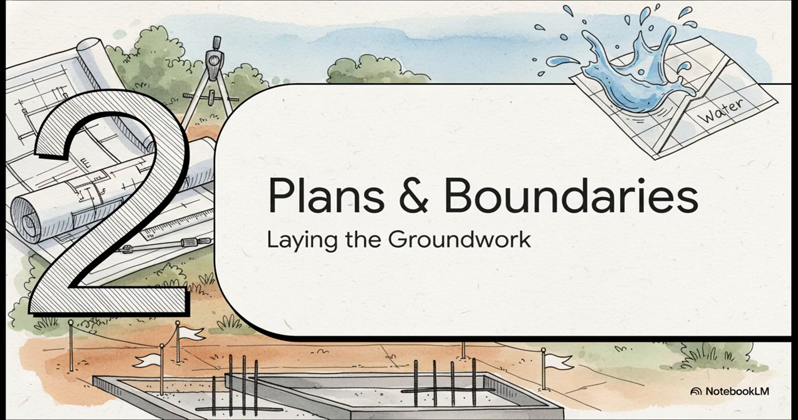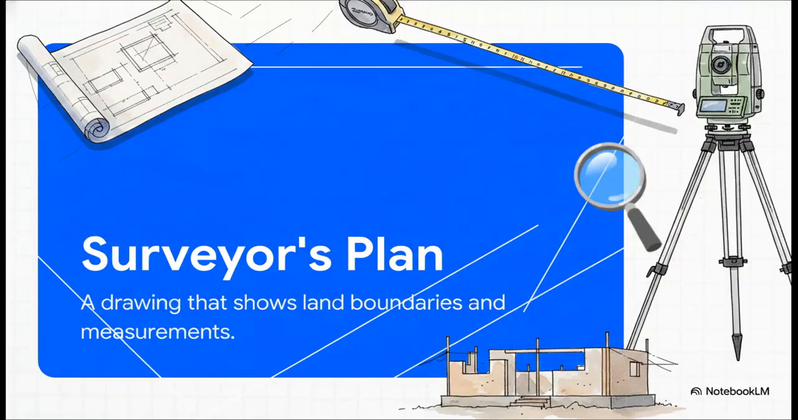Moving right along to Section 2, plans, boundaries, and water, laying the groundwork. So when you need to figure out exactly where and how a building sits on the land, the very first thing you need is the surveyor's plan. Simply put, this is a drawing that shows land boundaries and exact measurements.